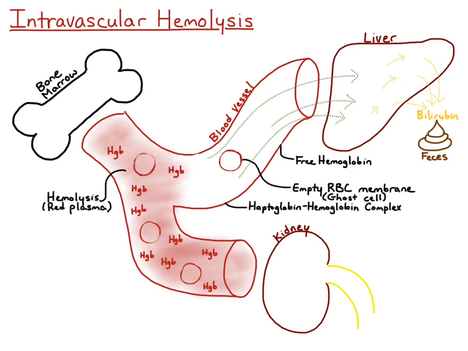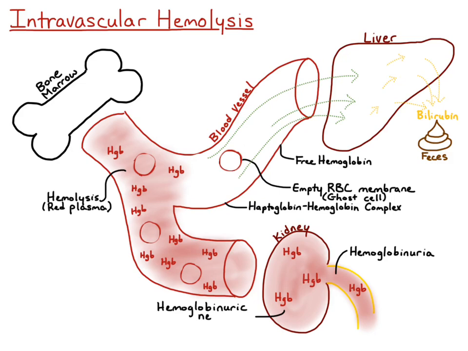This hemoglobin doesn't just stay in the blood, it can overflow into the urine, so you can get red urine due to free hemoglobin, which we call hemoglobinuria. But again, this hemoglobin is toxic to cells, so since there's large amounts in the kidney, it can actually injure the kidney and cause renal failure. When this occurs, we call this hemoglobinuric nephrosis.